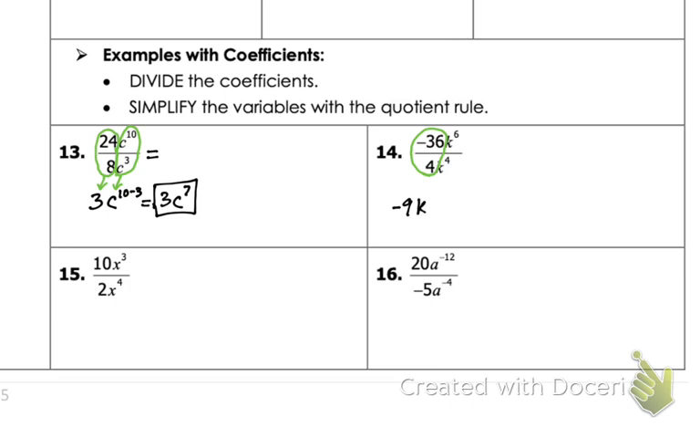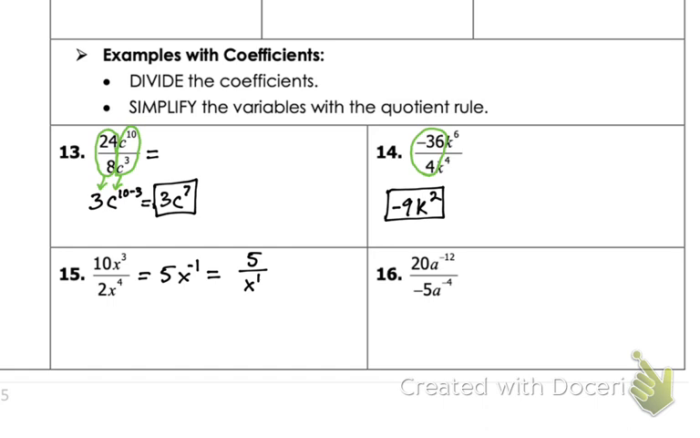And then Dylan went one step further. He realized we're going to do 6 minus 4. And what's 6 minus 4? 2. So it's negative 9k squared. I'm going to give us the answer for the other ones. 10 divided by 2 is 5. 3 minus 4 is a negative 1. We can't have a negative 1, so we're going to have 5 over x to the first, or just x if you'd like it.